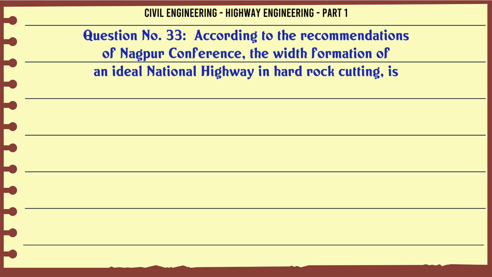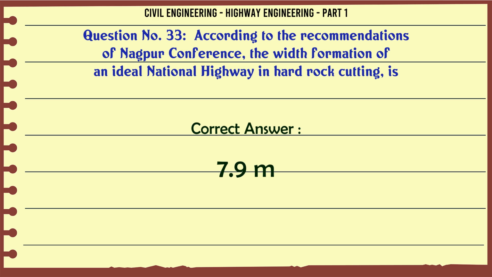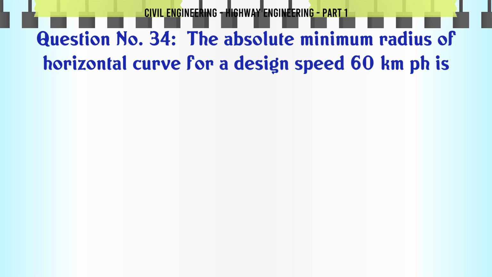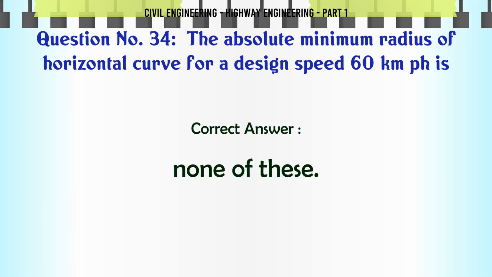According to the recommendations of Nagpur Conference, the width of formation of an ideal national highway in hard rock cutting is: A, 8.9 m; B, 7.9 m; C, 6.9 m; D, 6.5 m. The correct answer is 7.9 m. The absolute minimum radius of horizontal curve for a design speed 60 km/h is: A, 131 m; B, 210 m; C, 360 m; D, none of these. The correct answer is none of these.